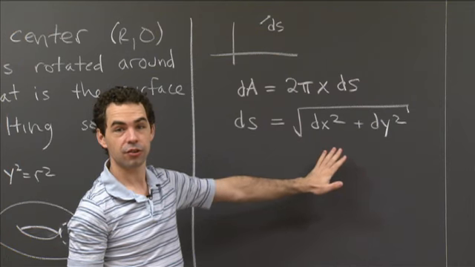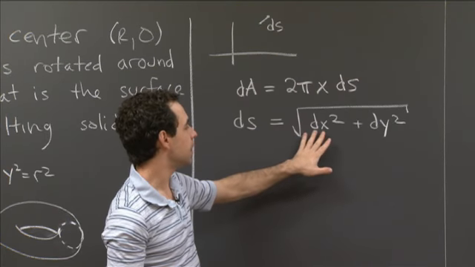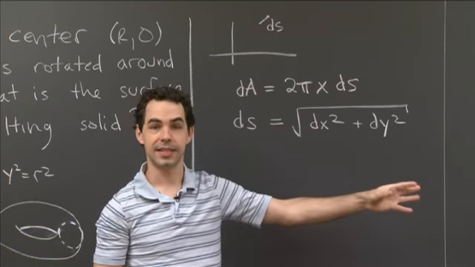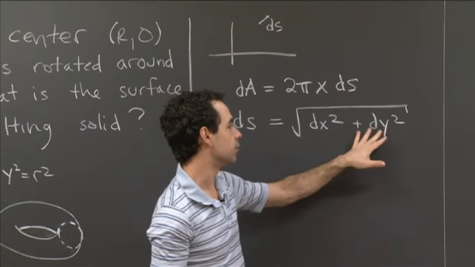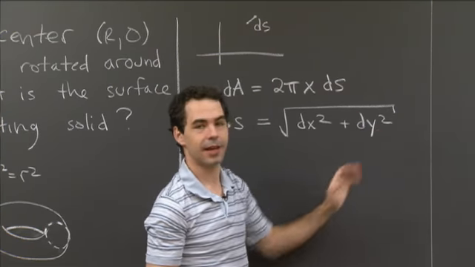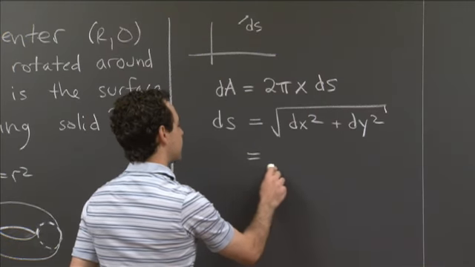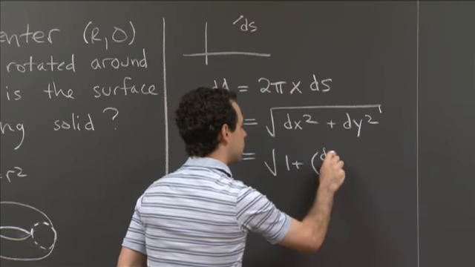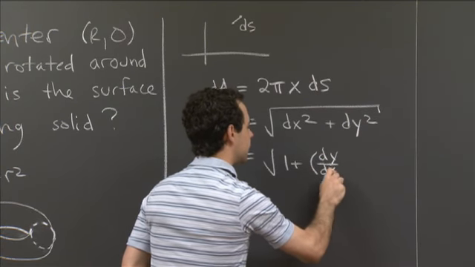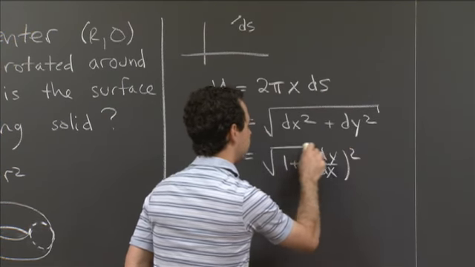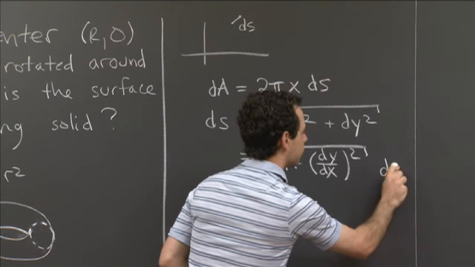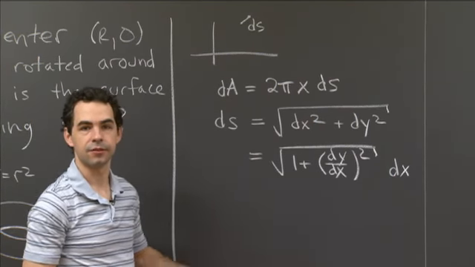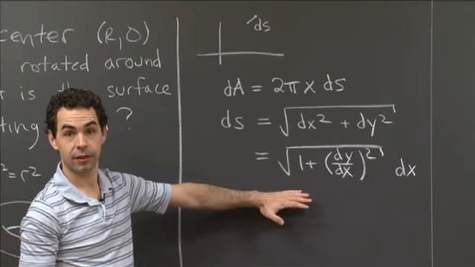And then you also have the equivalent formula if you factor out a dx from here, divide through by dx and multiply outside by dx. You can write this as the square root of 1 plus dy by dx squared, times, outside the square root, dx. So this is our little piece ds.